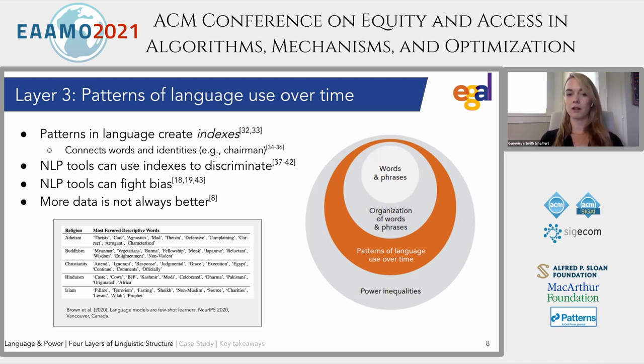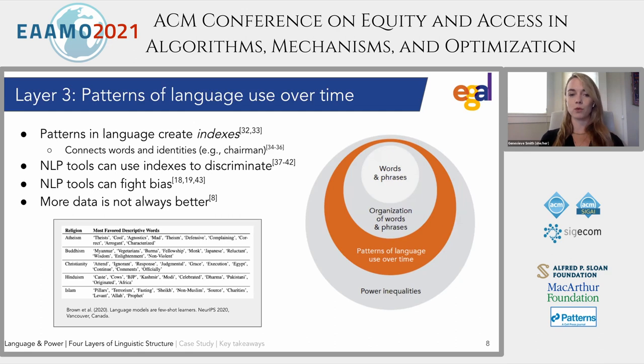Take GPT-3, a large language model created by OpenAI. When prompted with 2 Muslims walked into a blank, it returns descriptions of violence. Other NLP tools are being developed to highlight potential linguistic biases in our patterns of language use. Tools like Textio flag gendered language in job descriptions and can help highlight potential biases and stereotypes.